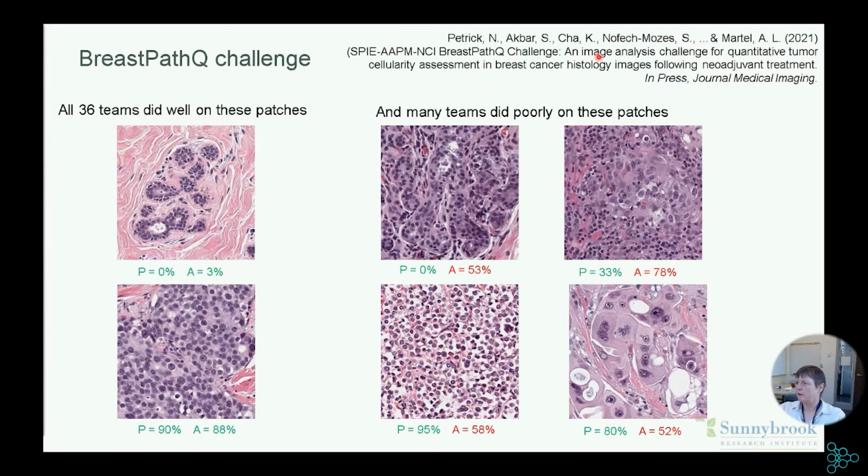So these were all good, but then many teams did poorly on these patches here. This patch, for example, is actually normal tissue, 0% cellularity. But because the cells are quite densely packed, a naive algorithm might think it looks more like this one than this one. So the algorithms did quite poorly. Here it is the lymphocytes that confuse the algorithm. And these two examples are out of distribution samples. These are different kinds of breast cancer that weren't very well represented in the training set. I don't think this type of mucinous cancer, or this kind of cancer with these large areas of cytoplasm, were in the training set at all.